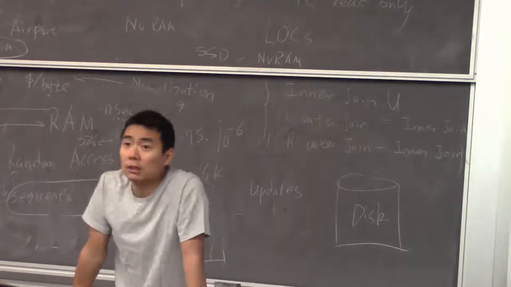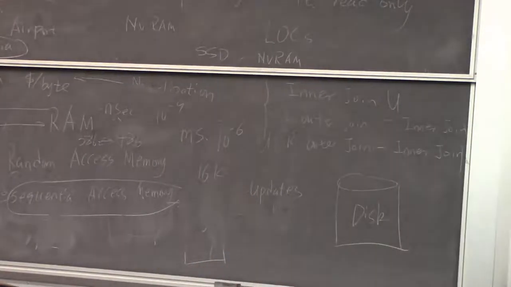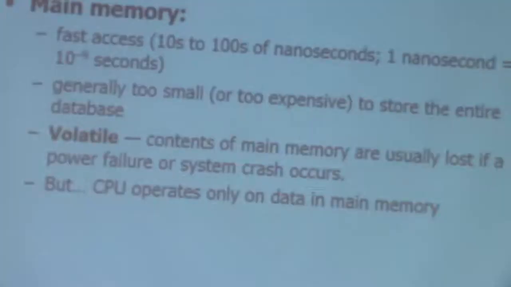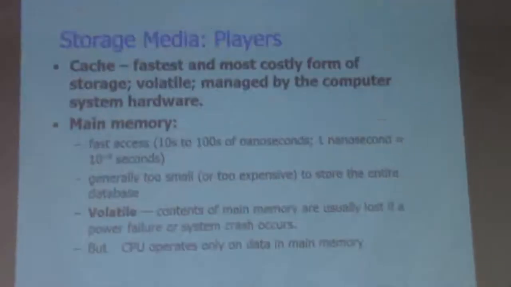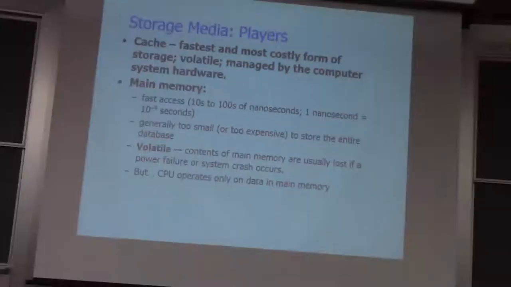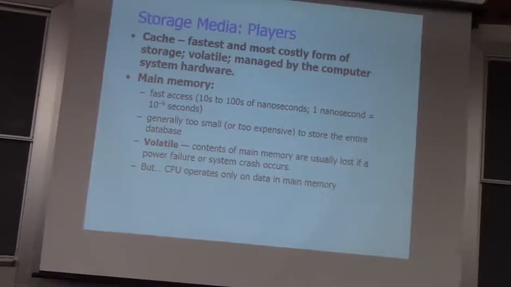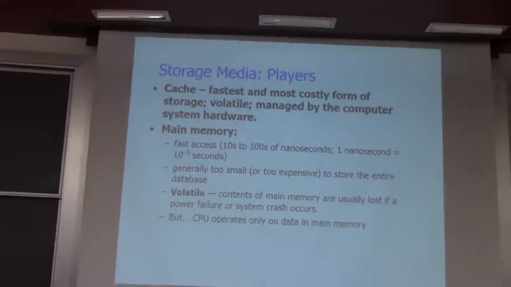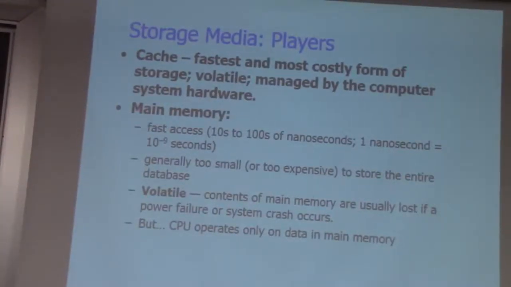But CPU operates only on data from main memory. Actually, this is not precise, because CPU only operates on data in cache. But when you make this abstraction in a database system, as we talk about here, we focus on the fact that CPU operates on data from, quote-unquote, main memory. In reality, CPU only operates on data that's in cache.